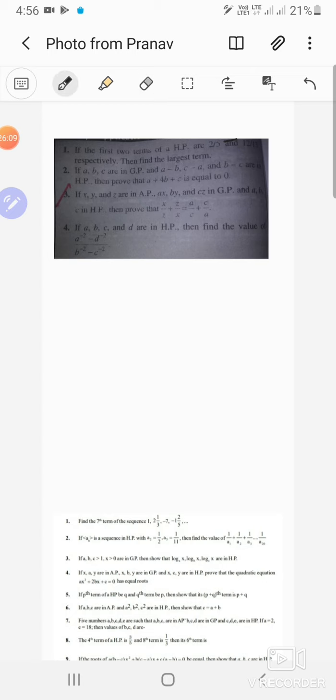Fine. So if A, B, C are in GP, and A minus B, C minus A, and B minus C are in HP, then prove that A plus 4B plus C is equal to 0. Okay, A, B, C are in GP, so B squared is equal to AC, and these terms are in an HP. Okay, which means that 1 upon A minus B, 1 upon C minus A, and 1 upon B minus C, these are in an AP.